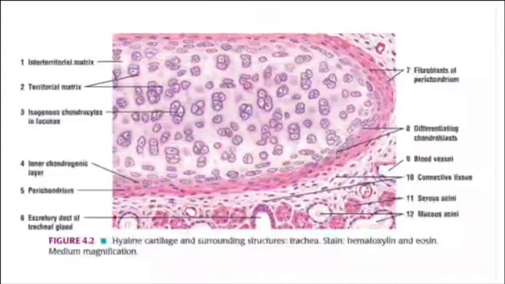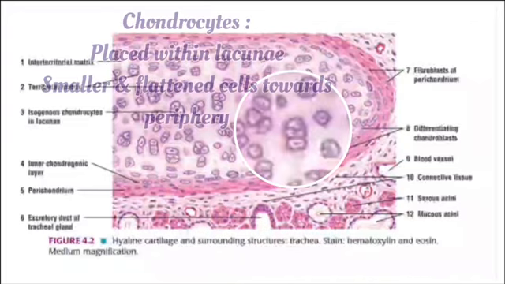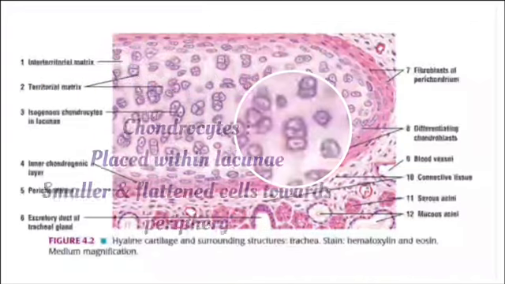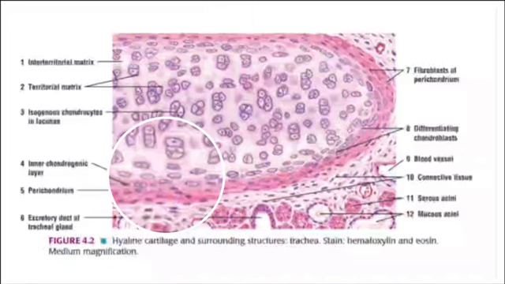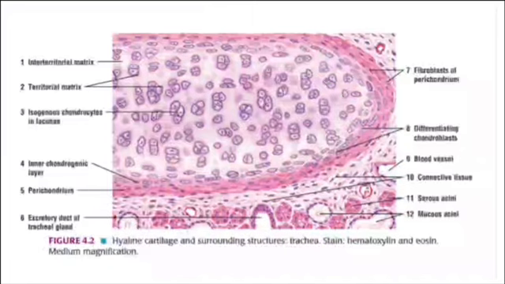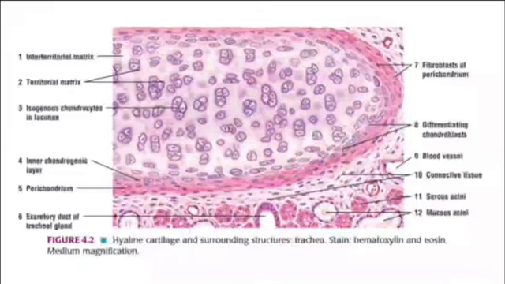The cartilage cells, which are also called chondrocytes, are placed within hollow cavities called lacunae. In case of hyaline cartilage, the smaller and flatter chondrocytes are located more peripherally in the chondrogenic layer, from which chondroblasts develop to synthesize the cartilage matrix.